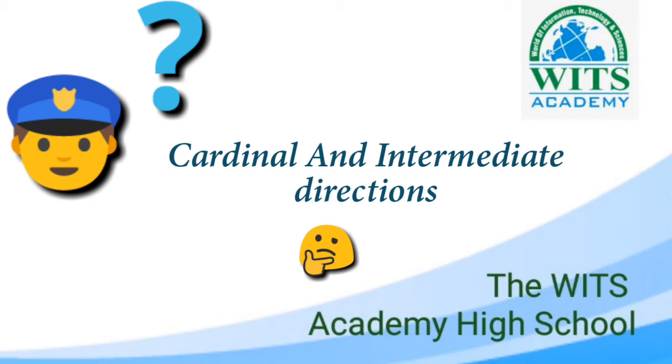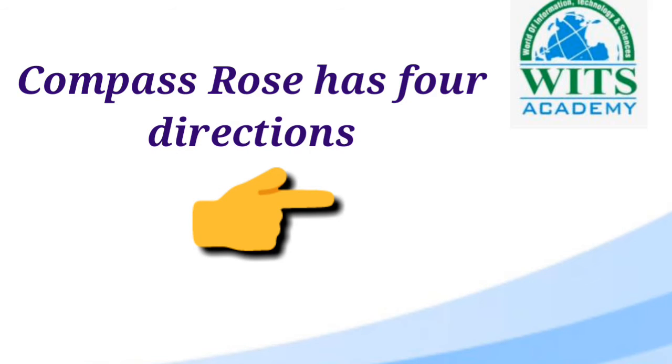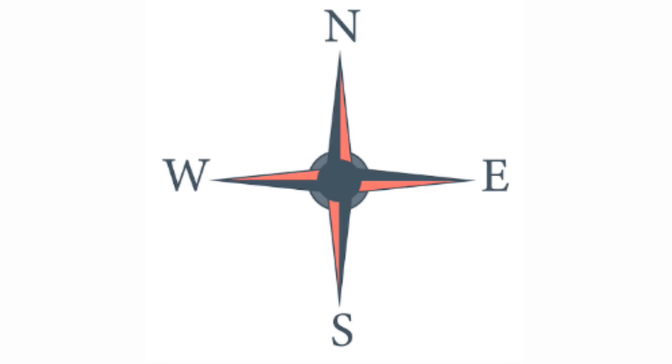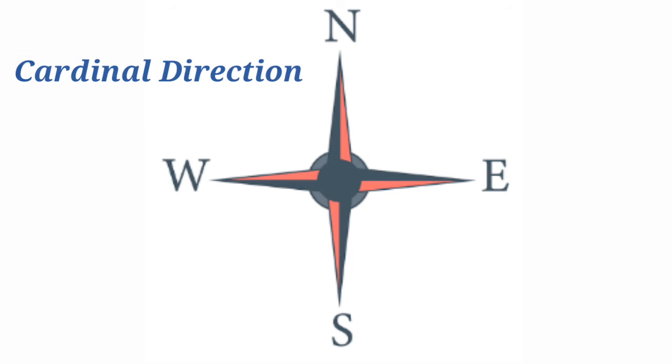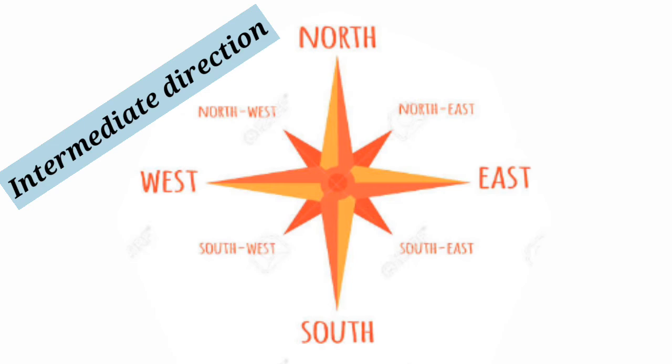Students, do you know what is cardinal or intermediate direction? A compass rose has four directions: north, east, west, and south, and it's called cardinal direction. These directions are the primary directions. But students, these directions are not enough to indicate the place.